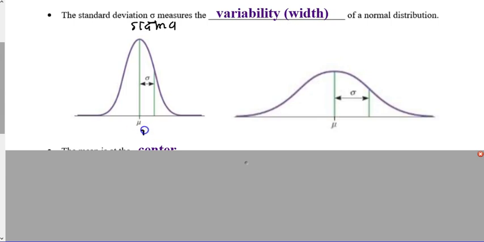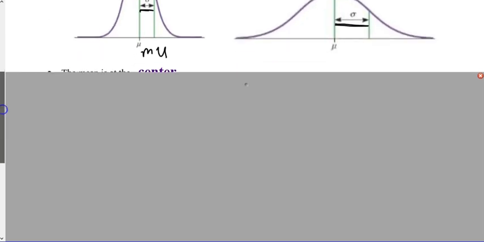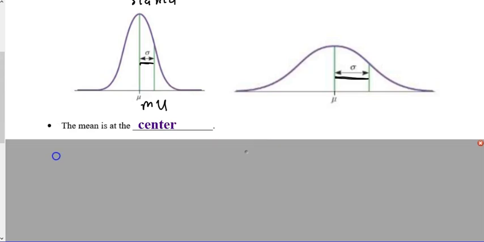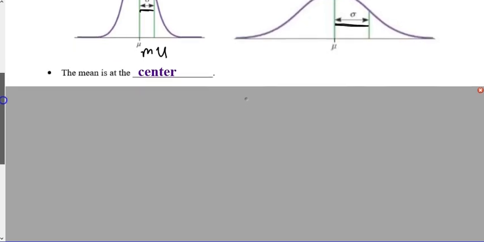So the mean here, this symbol is mu. You can see the width is different. The second one is a flatter normal distribution. The peak isn't as high, okay? So the standard deviation is wider, bigger, on the second one. The mean is at the center, right? Mu is at the center.